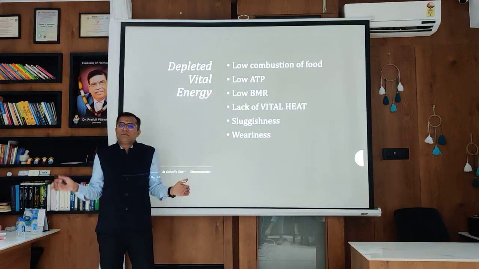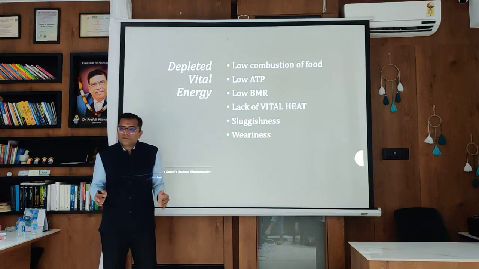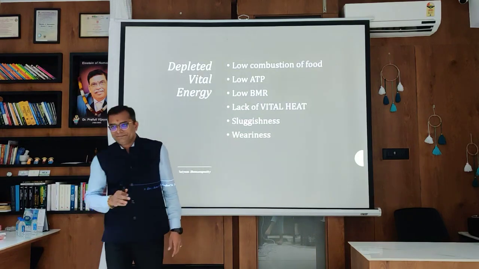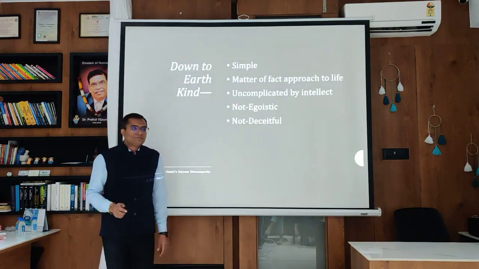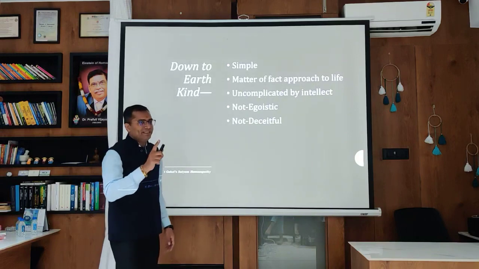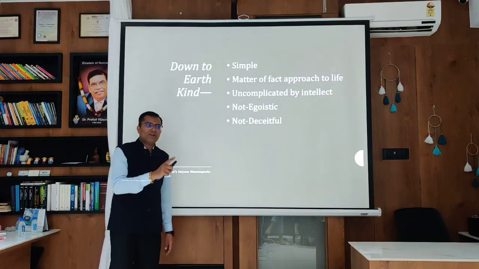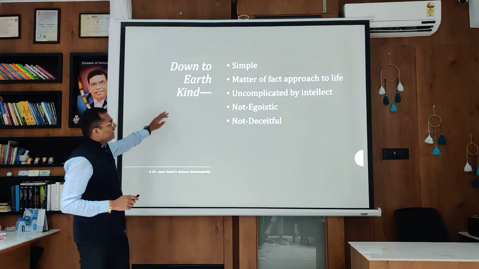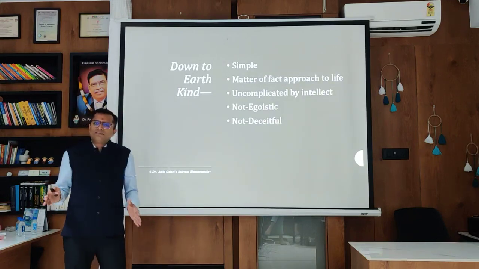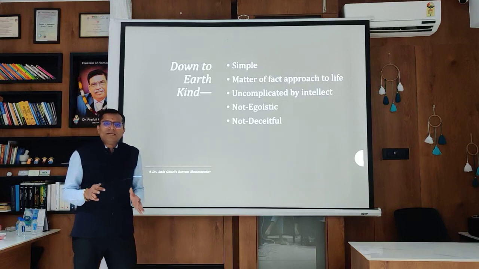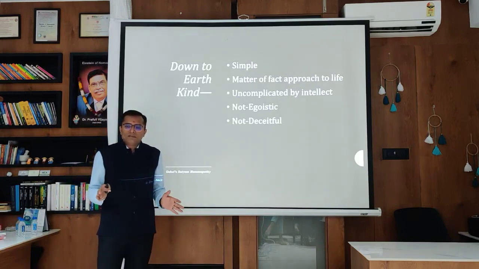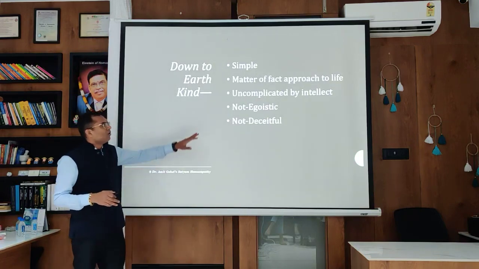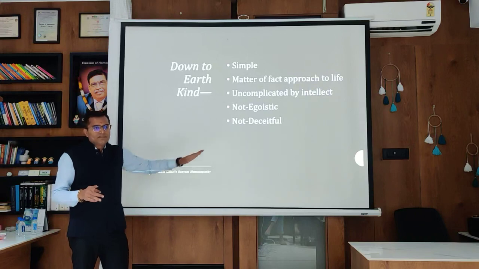So most of the fatty people who are very sluggish, there are remedies. Obese and yet active, the remedy is Opium. Obese and yet active, the remedy is Opium. Now Mercury is there also, obese and active. What happens at the mental level? See, due to this slowness and sluggishness, what does the mind tell? They are very down to earth, simple, with a matter of fact approach to life, uncomplicated intellect, not egoistic, no discipline. This is at the mental level.